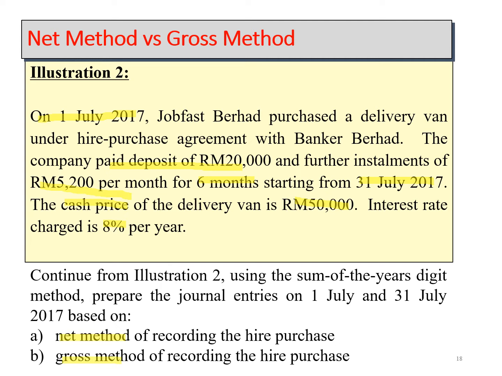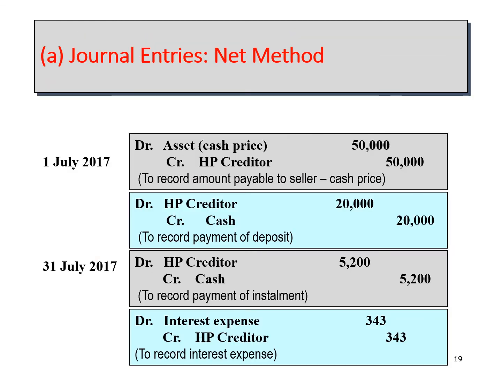Okay, so we are going to look into how you should record these hire purchase transactions under the net method and also the gross method from the perspective of Jobfast Berhad. Under the net method, on 1st July 2017, the hirer will record the asset at cash price, which is 50,000. So debit assets because the asset is in, credit HP creditors of 50,000.